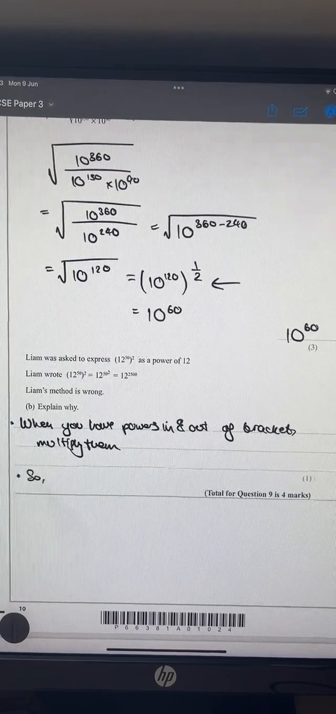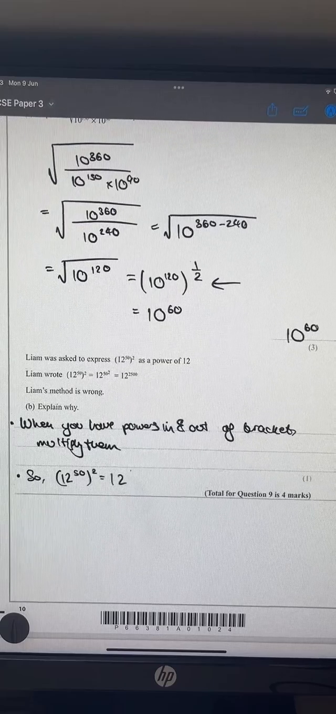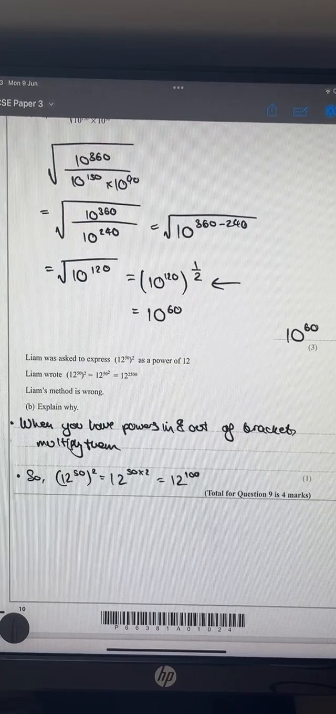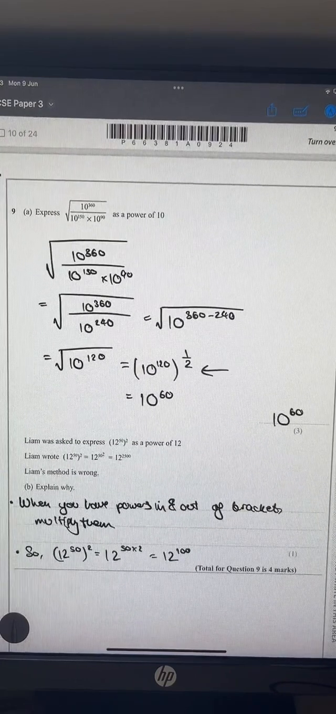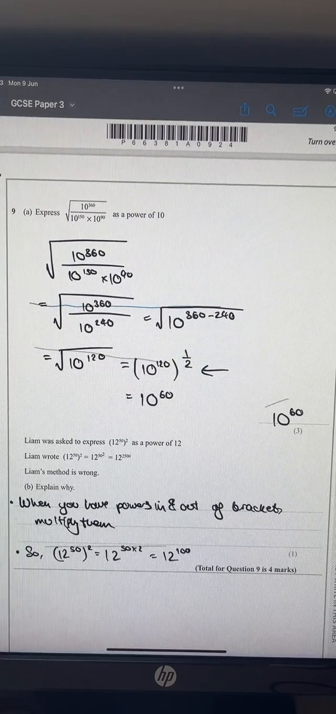So 12 to the 50 squared is going to be equal to 12 to the 50 times 2, which is going to be equal to 12 to the 100. And that's it. So this question just pretty much assesses all your knowledge on indices. It's not a bad question. Just need to make sure you're being very, very careful when you're working it through.